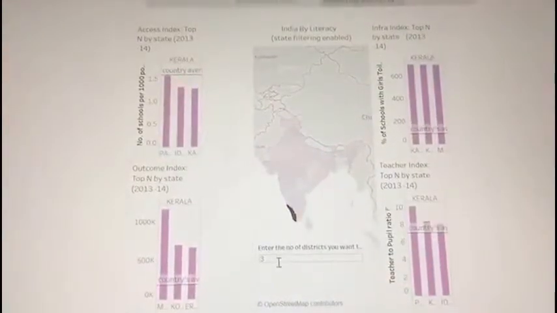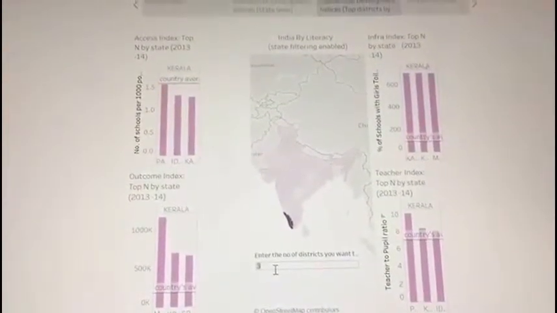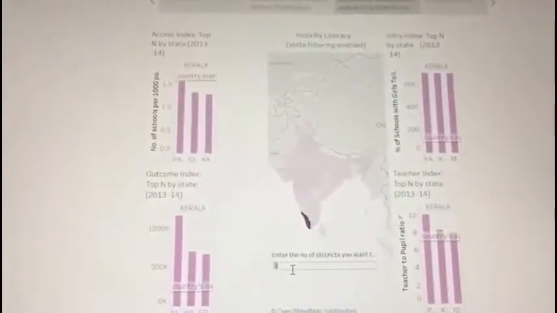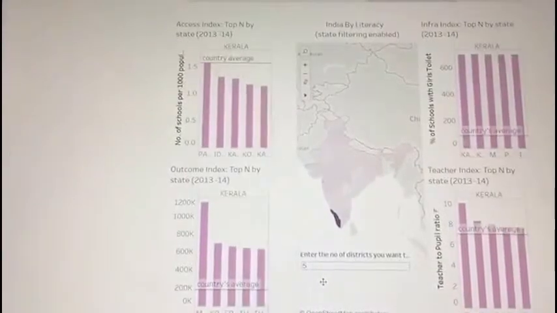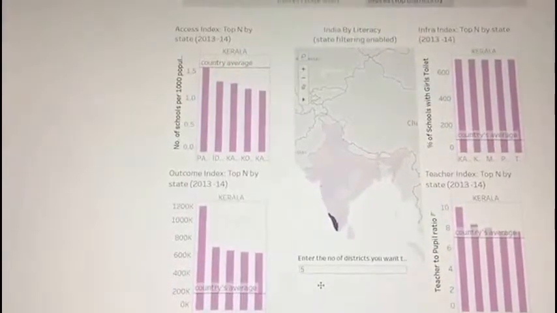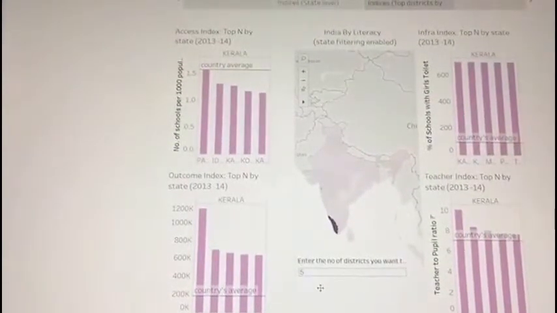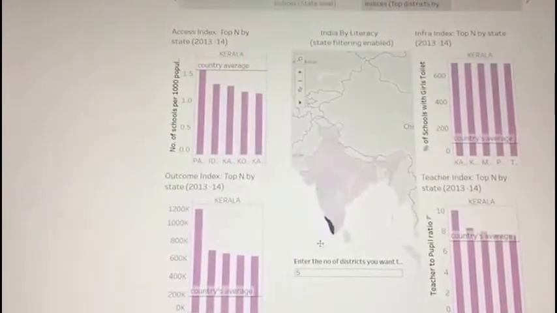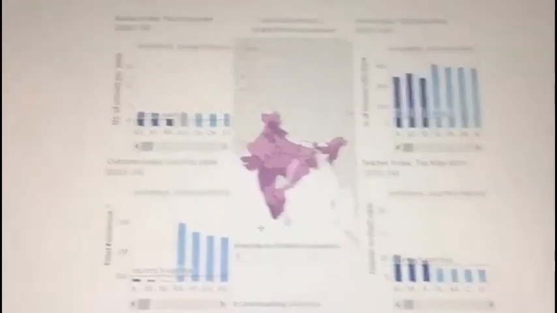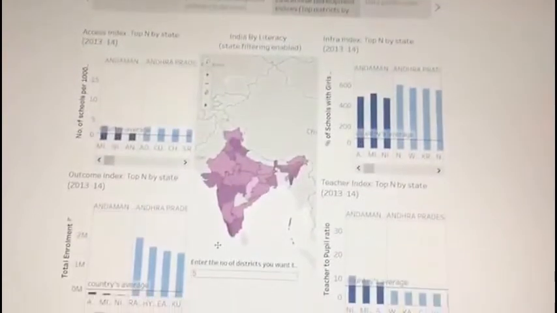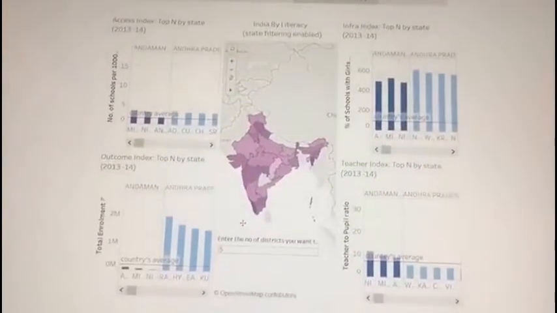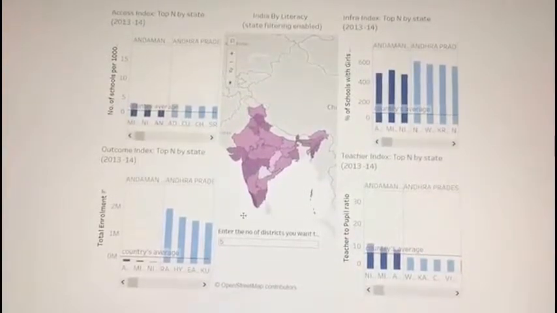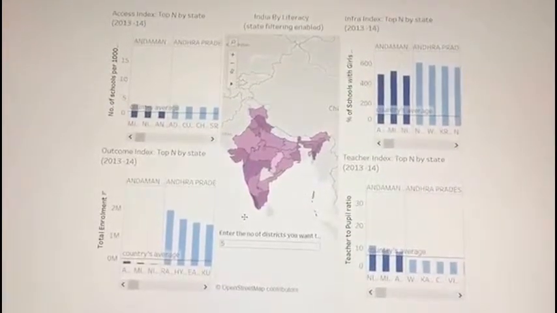I can also filter by the districts. Okay, I don't want to see 3, but I would want to see the top 5. Let me click on 5. This is interesting. Very interesting observation. This is helpful. Thank you. So this is how the district educational office can benefit from this dashboard, where they would be able to see which districts are performing well and which districts need improvement.